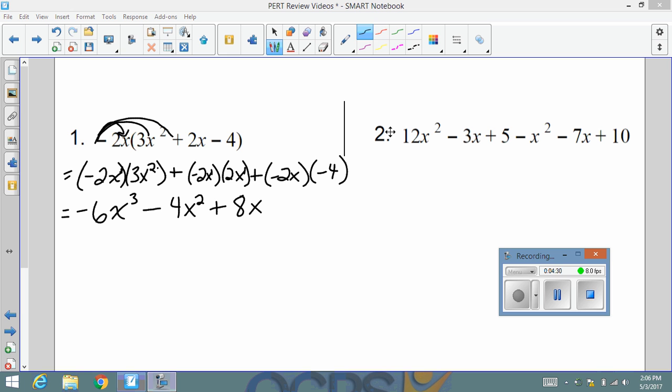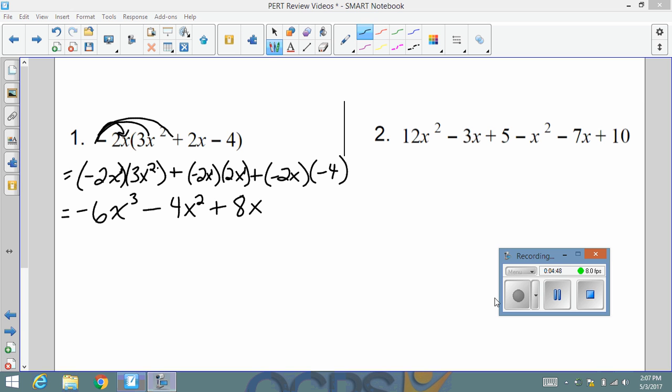If you want to skip this middle step here, that's fine. You don't have to show me what you're multiplying as long as you're always getting that answer correct, as long as you're always doing that multiplication correctly. If you're making mistakes, then show that step. All right, and number 2.